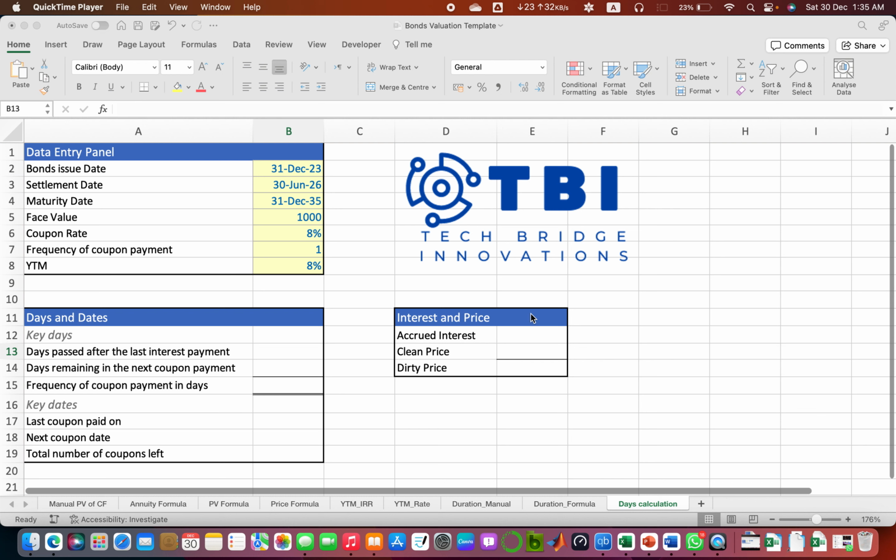So clean price is actually the price of the bond without adding the accrued interest, and if you add accrued interest to it, that will become the dirty price. So we have the data entry panel here. I have entered data for a bond.